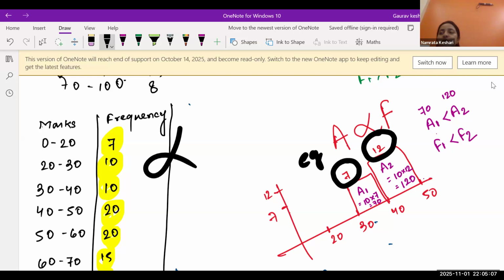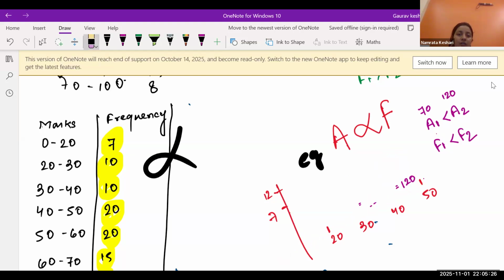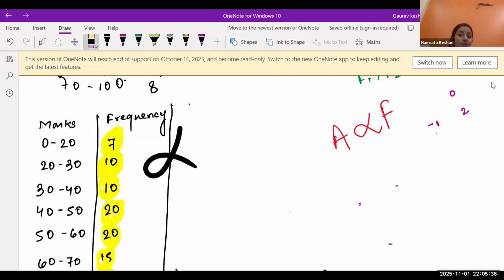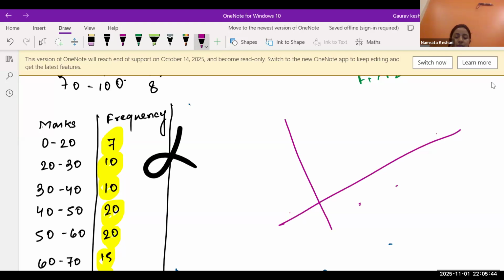Okay, no need to. We have clearly seen that the first area is smaller than the second area, and it is true that the first frequency is smaller than the second frequency. So in this example, everything is getting fulfilled. The important condition for a histogram, area proportional to frequency, is getting fulfilled. But in the example which you can see now on the left end, I'll mark that 0 to 20 and 20 to 30.